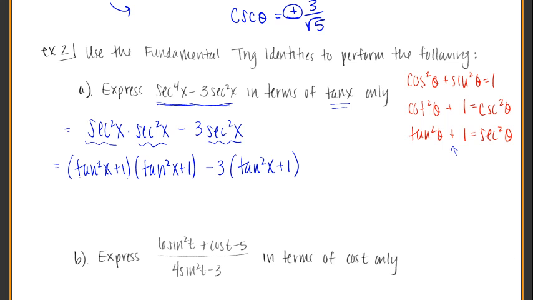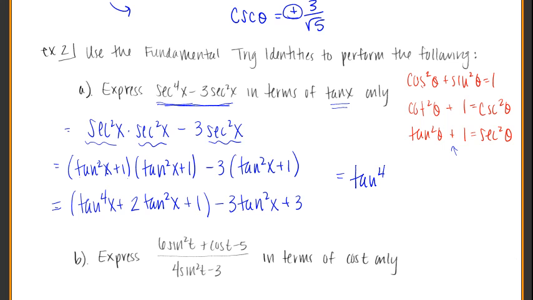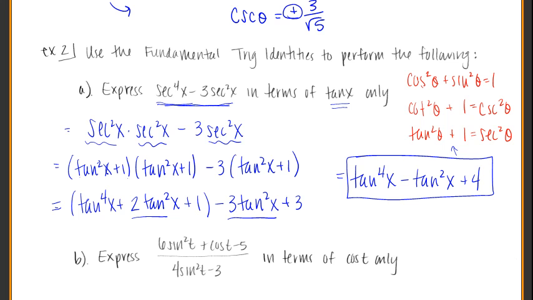Technically this is all in terms of tangents, so we're done with the answer, but if there's any algebra left over, we want to clean it up. Let's FOIL out these first two parentheses. Tangent to the 4th x plus tangent squared and tangent squared are 2 tangent squared x's, and 1 times 1 is 1. Let's distribute the 3, so minus 3 tangent squared x plus 3. All we have to do is combine like terms. I only have 1 tangent to the 4th x. I've got 2 tangent squared minus 3 tangent squared, so a negative tangent squared x, and 1 and 3 is 4. This is what they're looking for. I rewrote secant to the 4th x minus 3 secant squared x all in terms of just tangents. Again, you're going to do a substitution, and if there's any algebra left that you can clean up, that's what you're going to go for.